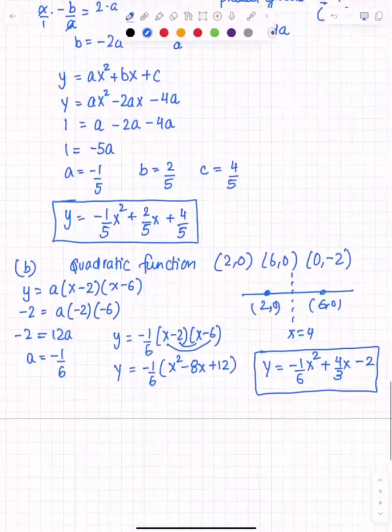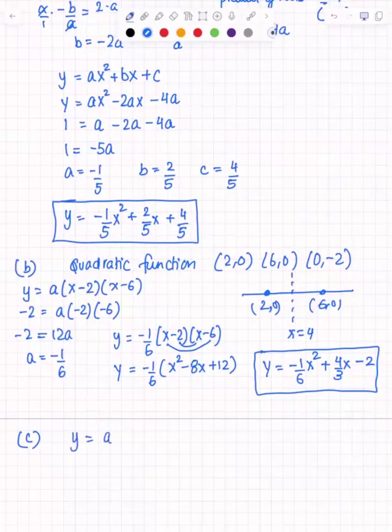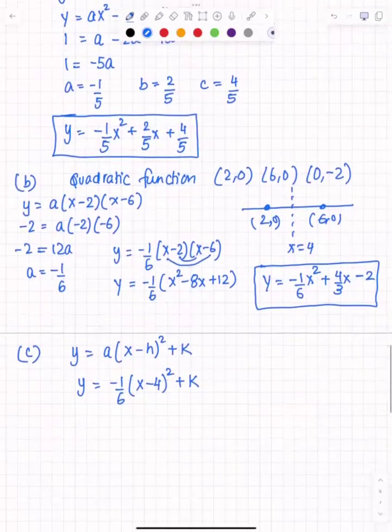Part C is saying find the vertex on the graph of V. So let's use now the vertex form. y is a(x minus h) squared plus k. But we already found the line of symmetry is 4, so we can just replace. And we know a is -1/6. So -1/6 (x minus 4) squared plus k. All we need to find is k.